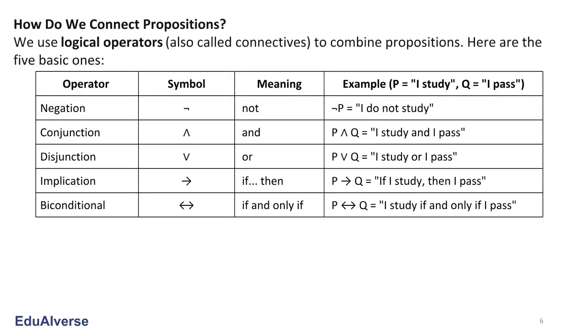How do we connect propositions? We connect propositions using special tools called logical operators or connectives. There are 5 basic ones. We will go through each one slowly because these are the building blocks of everything that follows. The 5 are negation, conjunction, disjunction, implication, and biconditional.